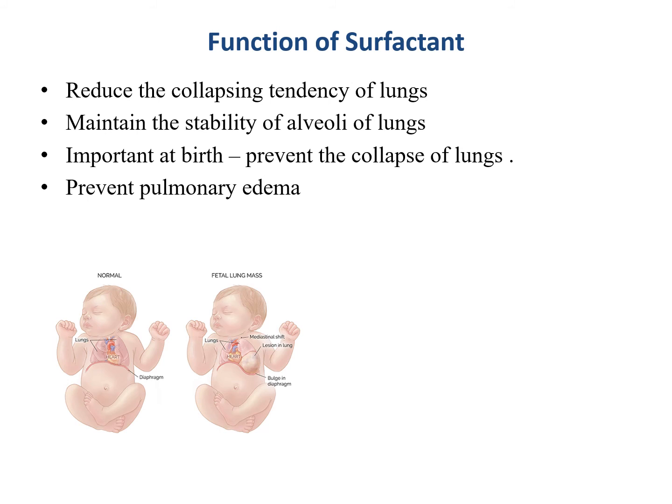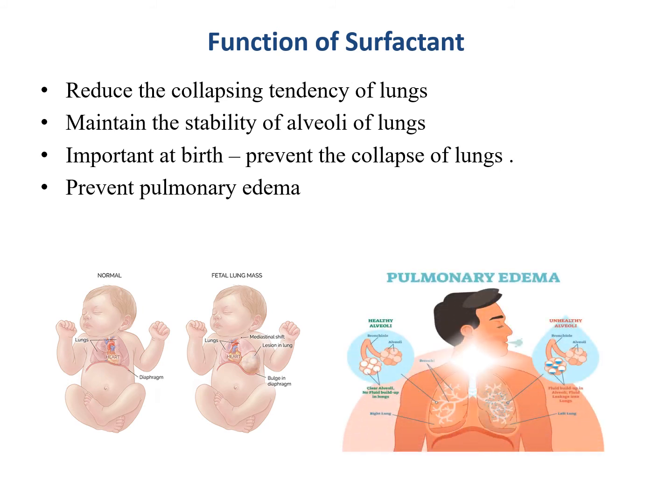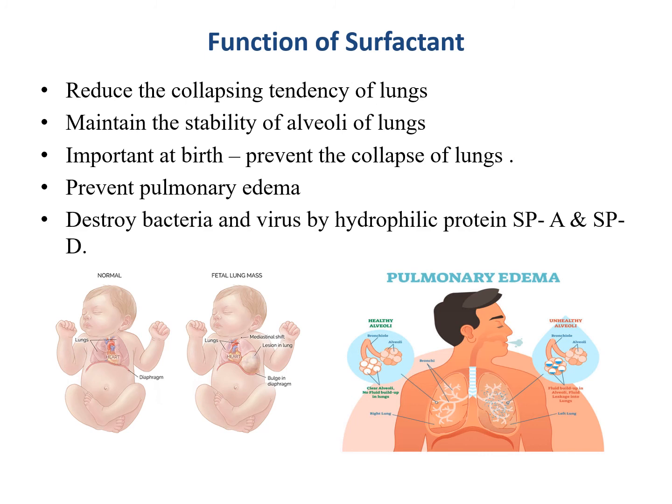The next one is it prevents pulmonary edema. How does it prevent pulmonary edema? Let me show this diagram. This is the normal one. This is the accumulation of fluid inside the lungs. We call it pulmonary edema. Because inside the alveoli the pressure will be created more, due to the pressure increase, the fluid from outside gets inside. Then pulmonary edema will occur. And also it destroys bacteria and viruses by the hydrophilic proteins SP-A and SP-D.